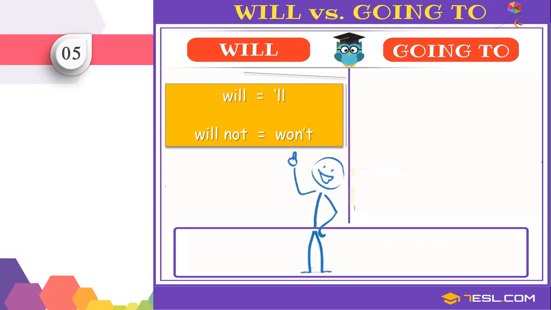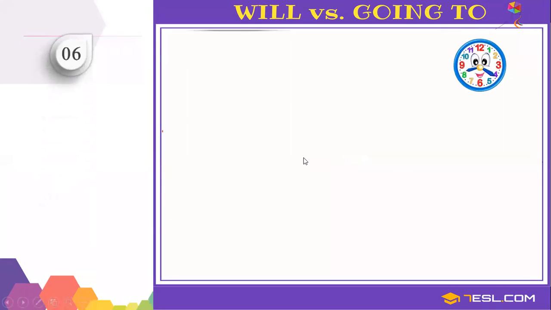The abbreviation of will is 'll, for example, apostrophe LL. Will not, won't. As you see.